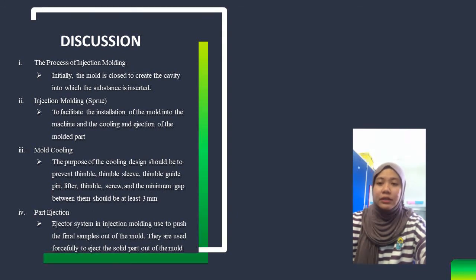In part ejection, the ejector system in injection molding is used to push the final samples out of the mold. They are used forcefully to eject the solid part out of the mold.